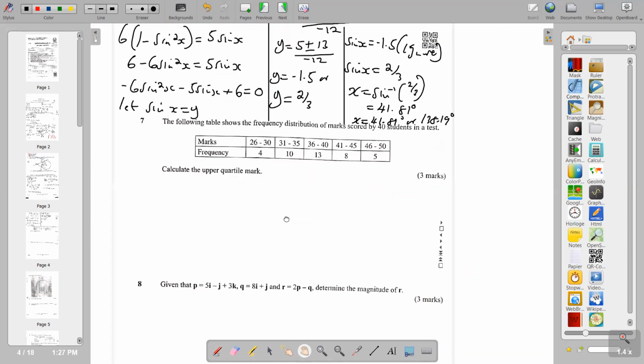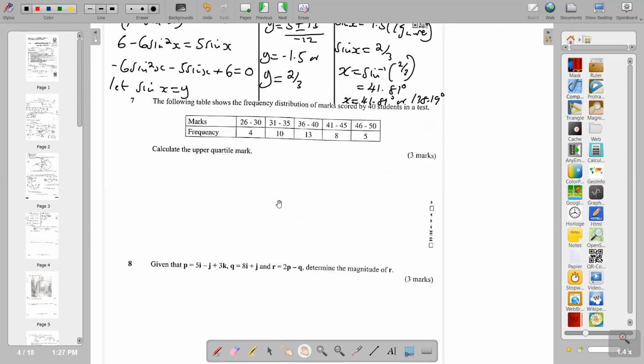Number 7. So you have a table there, frequency distribution of 40 students. Now these are class limits, because you have a range, it is not continuous. It is 26 to 30, 31 to 35. So these ones are known as the class limits. So they are not boundaries. Now, and then you have frequency.